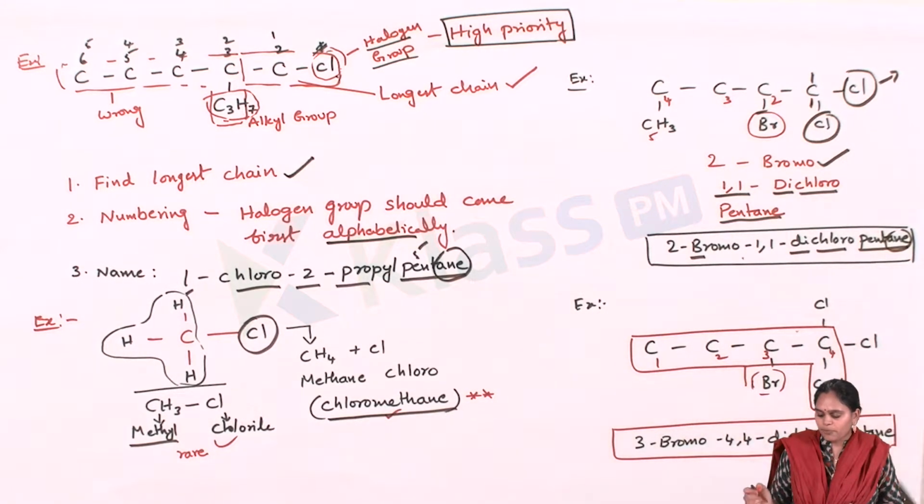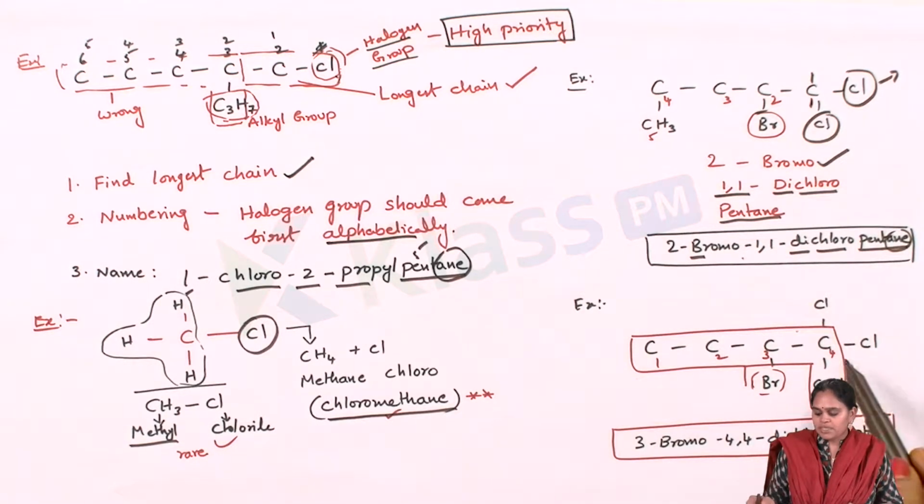In the same way, see this example. 1, 2, 3, 4, 5, 6, 7. 7 carbons are there. This is the longest chain, and 1 bromine is added and C3H7 is added. This is propyl. So for naming this, if you come from this way, it is getting a higher number, so we have to count from this side only. So here it is 3. Here if you start, 1, 2, 3, 4, 5 will come. So you need to give the lower numbering for the halogen group. So we are giving numbering from left to right.